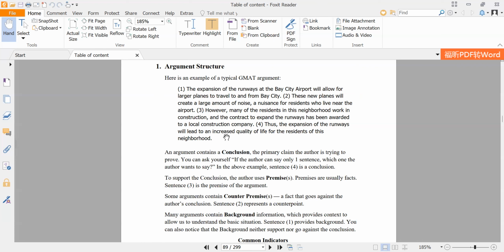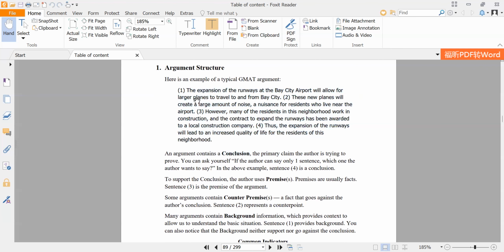So let's apply that and see what's going on. Okay, so this argument here. The expansion of the runway at the Bay City Airport will allow for larger planes to travel to and from Bay City. All right, so this expansion will have this benefit. We can temporarily say that this is a fact set. We can determine whether it will or will not allow larger planes to travel because the expansion is something that's tangible. We know what expansion means. So temporarily, let's call this a fact set. So it sounds like this is just providing background information for the entire argument.